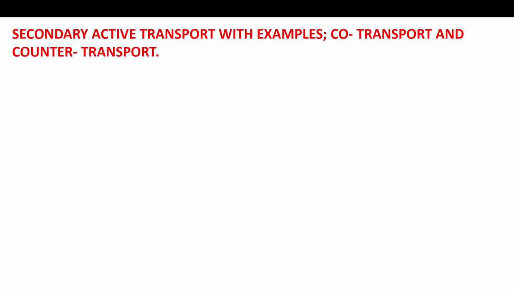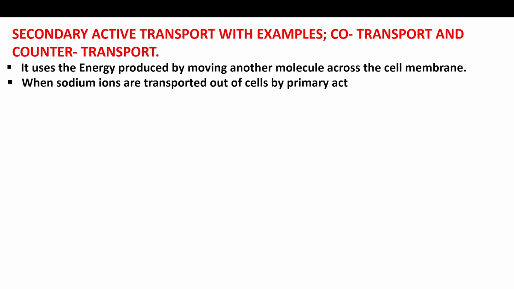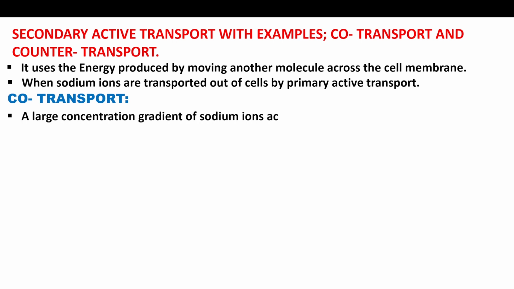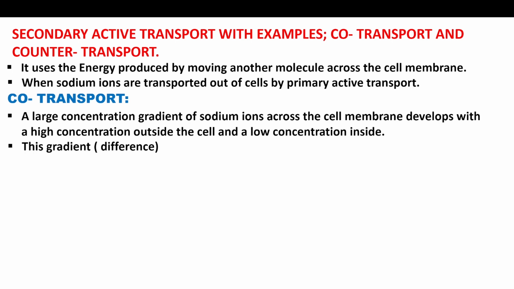Secondary active transport with examples. Co-transport and counter-transport. It uses the energy produced by moving another molecule across the cell membrane. When sodium ions are transported out of cells by primary active transport, a large concentration gradient of sodium ions across the cell membrane develops, with a high concentration outside the cell and a low concentration inside. This gradient difference represents a storehouse of energy.